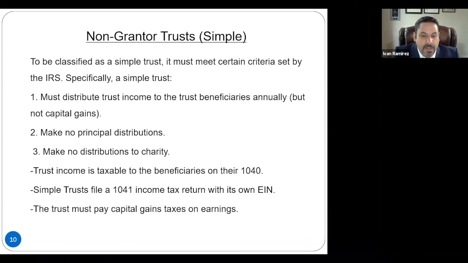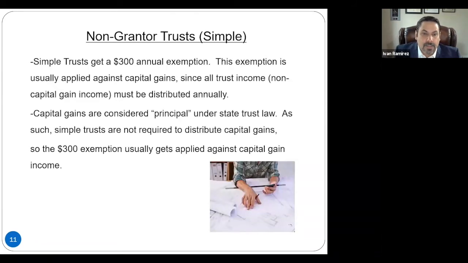Okay. Now the trust must pay capital gains taxes on the earnings. However, capital gains taxes don't have to be distributed, only income. All right. So these are the main elements of a simple trust. Simple trusts also get an annual $300 exemption. Okay, so under the IRS rules, simple trusts get a $300 annual exemption.